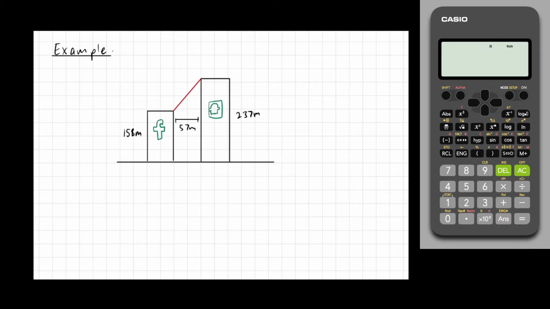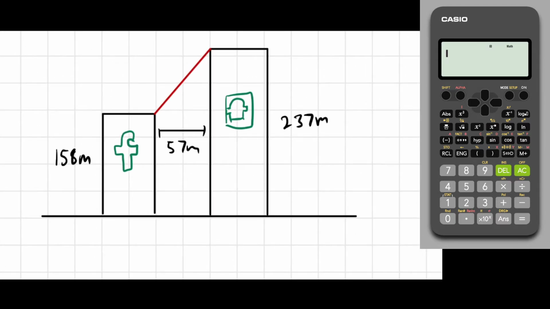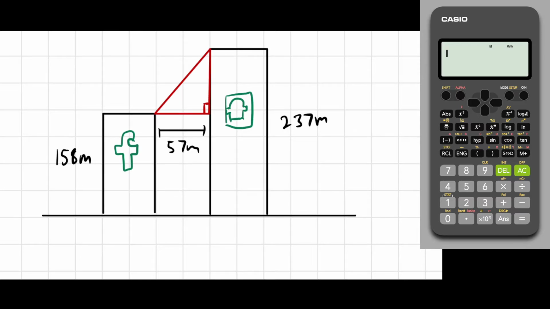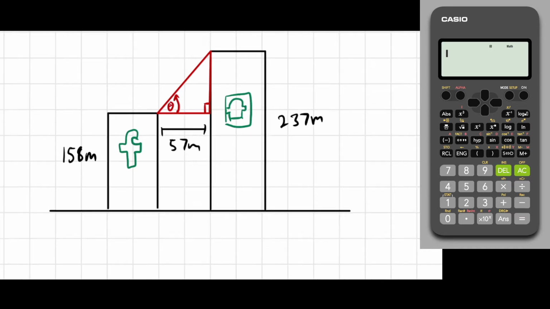So how would we work that out? Well, I hope you guys have noticed, but on the inside here, we can actually draw up a small little right angle triangle. And we're actually going to use this right angle triangle to work out this angle. Now we're going to be looking for an angle of elevation this time because we're firing up to the second building. So we're looking at this angle in here, this angle of elevation.